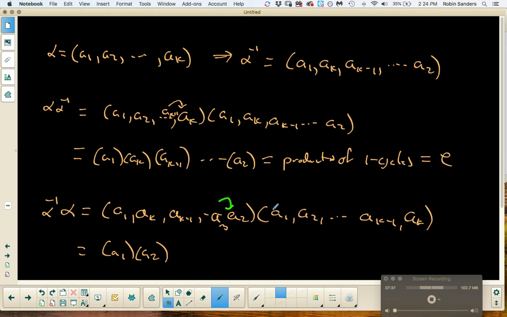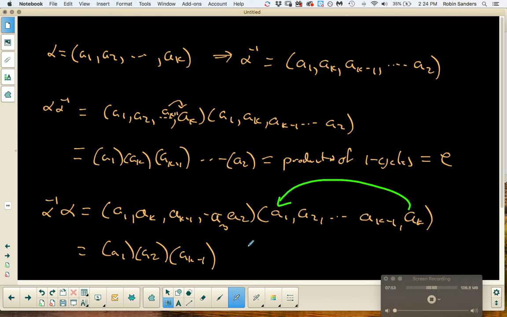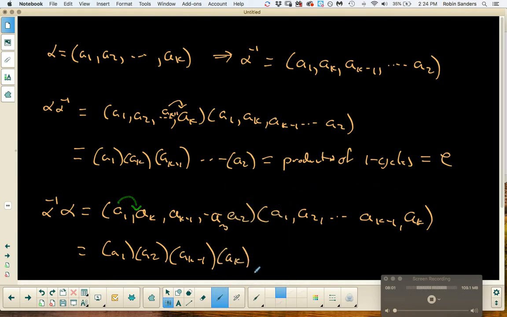And this is going to continue all the way up until you finally get to the end of this. AK minus 1 is going to go to AK, and then AK goes to AK minus 1. So AK minus 1 is fixed. And then finally, AK goes to 1 under this particular permutation, and A1 goes to AK under that one. And so here again, what this means is that AK is a one cycle. And so again, we wind up with a product of one cycles. And products of one cycles mean that they fix everything, and hence we have E.